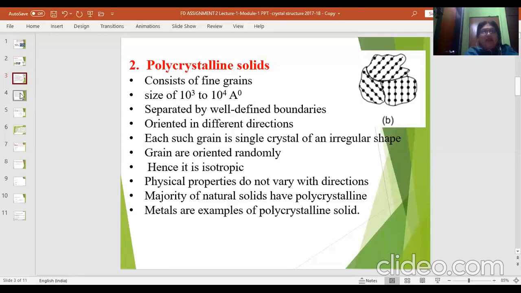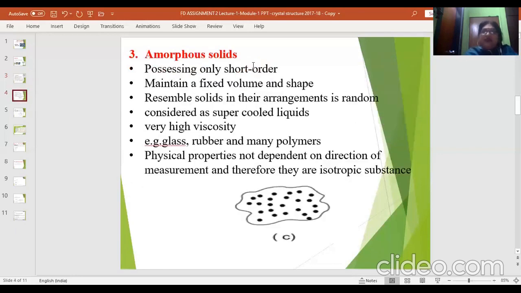So now we go to the third one, that is, the amorphous solids. When we talk about amorphous solids, they do not have a periodic arrangement in a particular geometric style. That's what we expect, but it's not like that. They will have a geometric style of periodicity, but only very short range ordering.